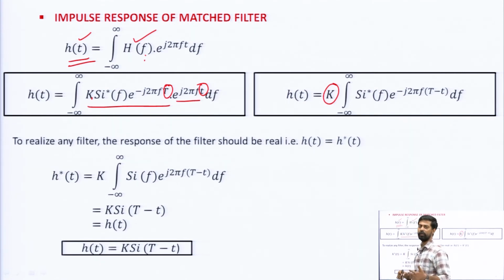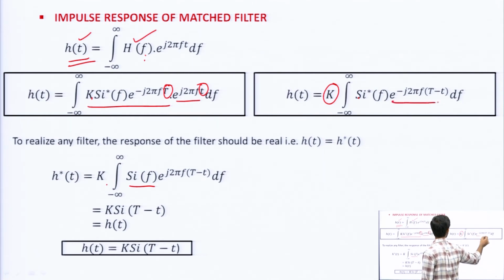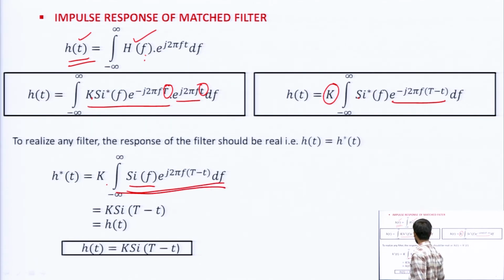To realize any filter, the response of the filter should be real. So if I calculate h star of t, that is also equal to h of t. Now I can calculate h star of t. What will happen? k times psi star of f star is the normal psi of f, and the complex conjugate of e to the minus j 2 pi f T gives e to the j 2 pi f multiplied by t minus T, df. So it is k times, using the shifting property, psi of T minus t, which is nothing but again h of t.